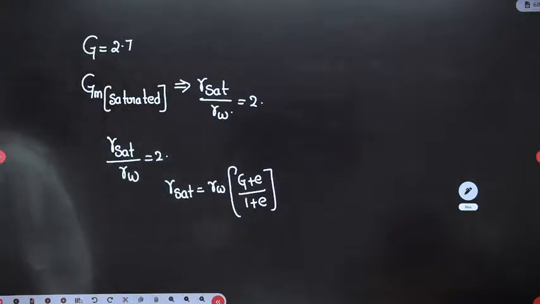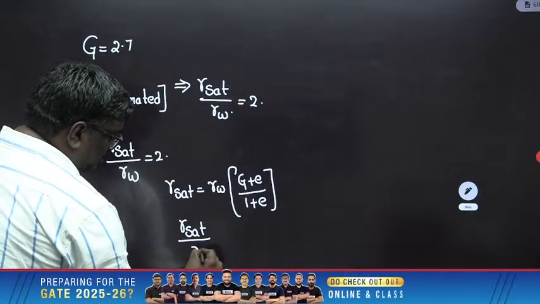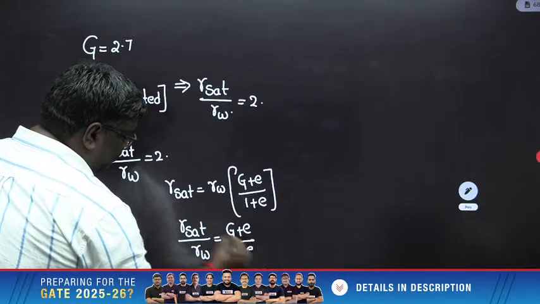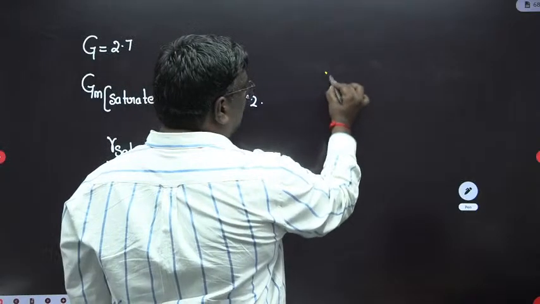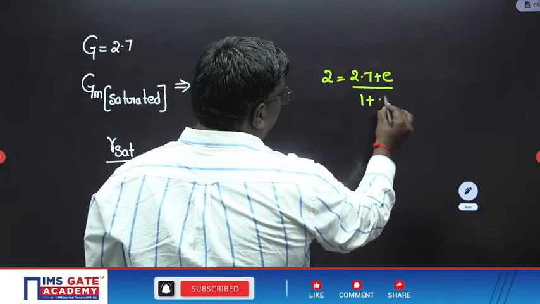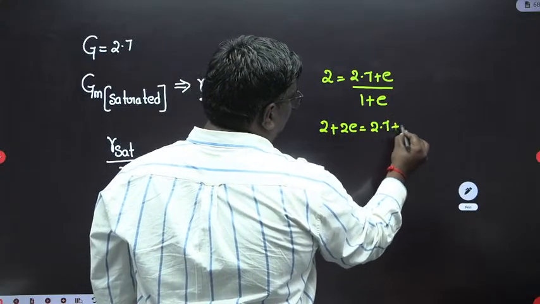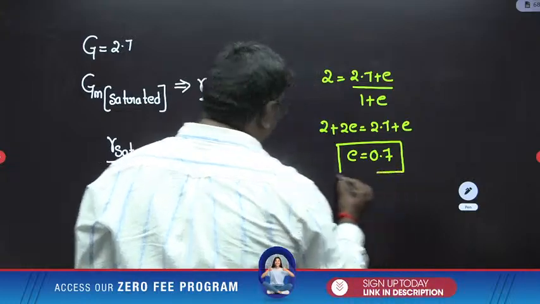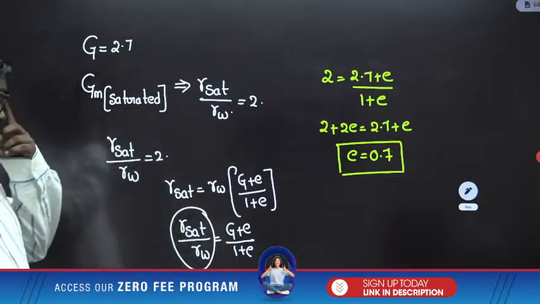Okay. So gamma sat by gamma W can be written as (G plus e) upon (1 plus e). As you know, gamma sat by gamma W value is given as 2. So 2 is equal to (2.7 plus e) upon (1 plus e). So you can write 2 plus 2e is equal to 2.7 plus e. So the void ratio can be written as 0.7. So they can ask you these kinds of questions also. What is the answer, sir? Here the void ratio is 0.7.